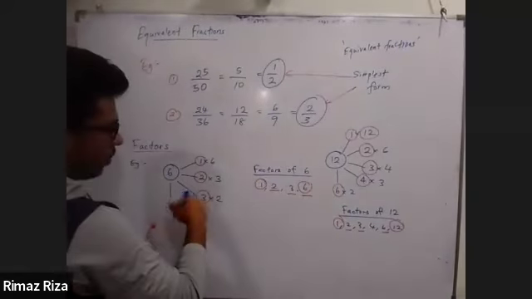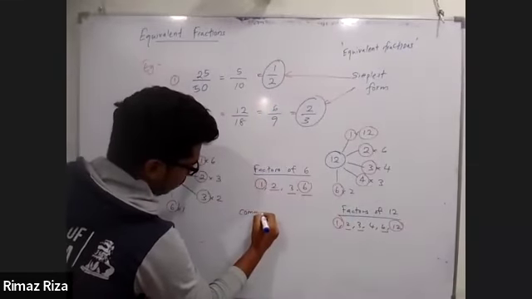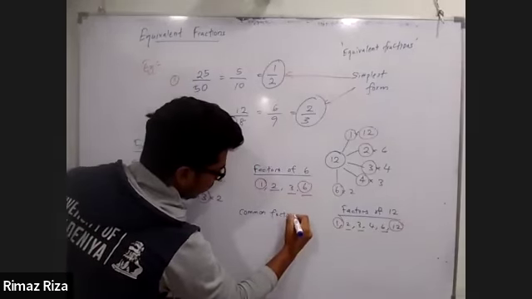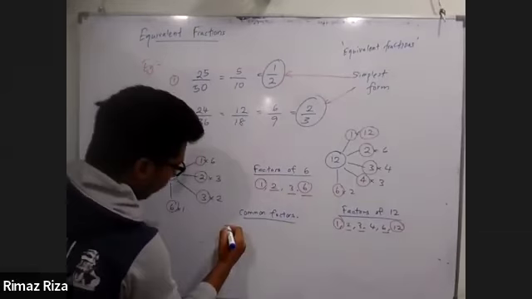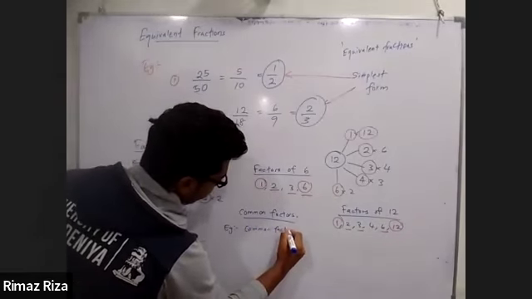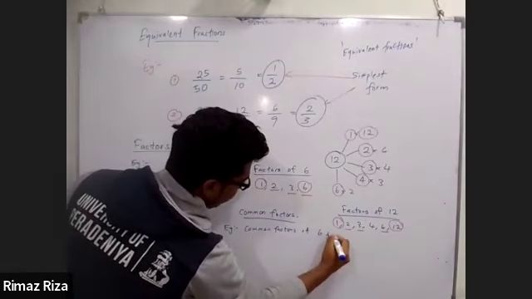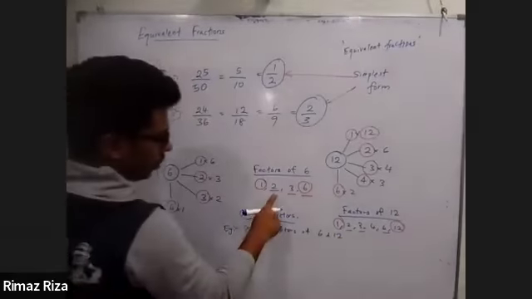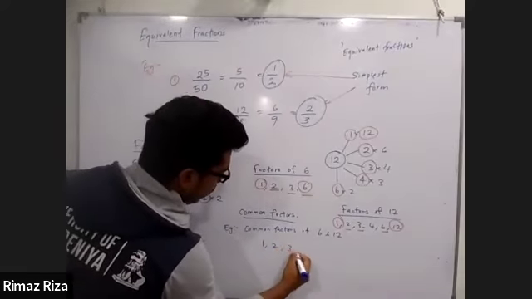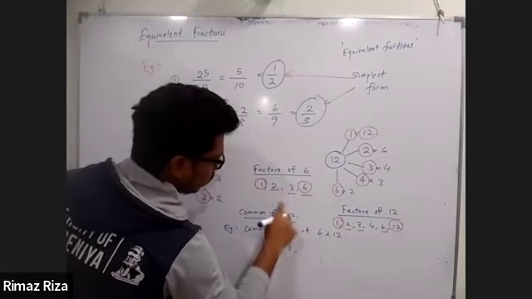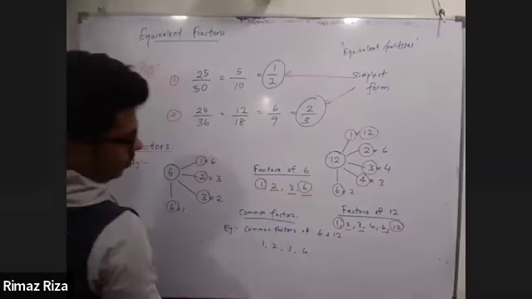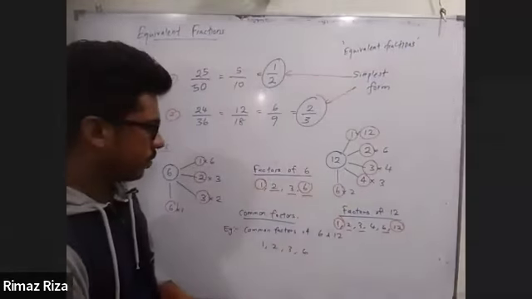So I write the topic. Okay, common factors is our topic. So example, common factors of 6 and 12. So what we have, 1 is trivial, it's always there. 2, 3, 1, 2, 3, 4 is not here, 6 there, 6, 6. So these are common factors.